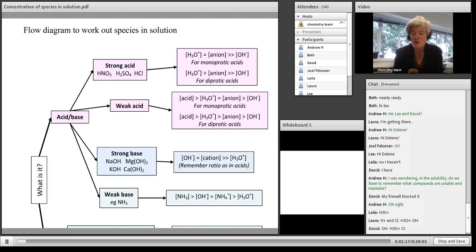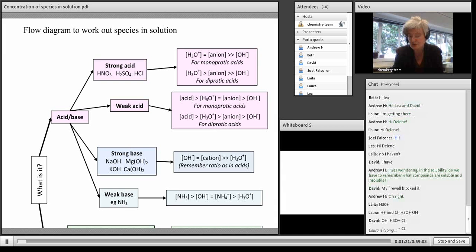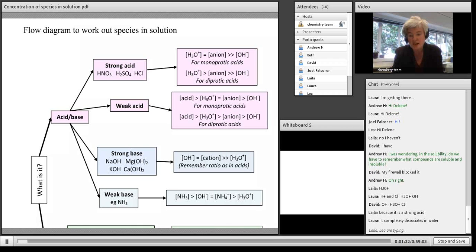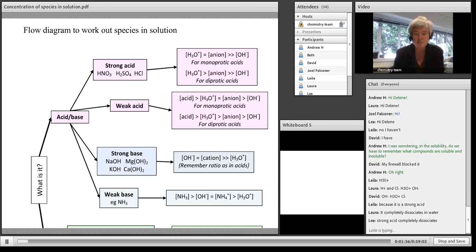Now, why don't you have the HCl molecules? Because I said I've got a solution of hydrochloric acid. Why don't I have HCl molecules in there? Because it's a strong acid and it completely dissociates. Good.